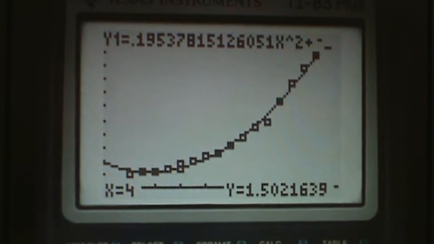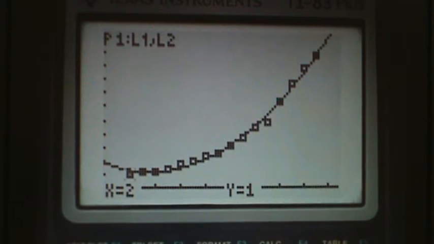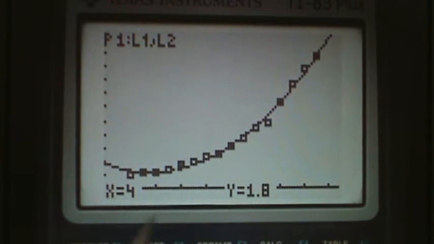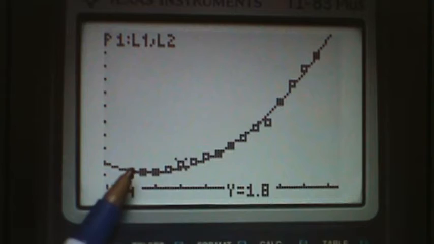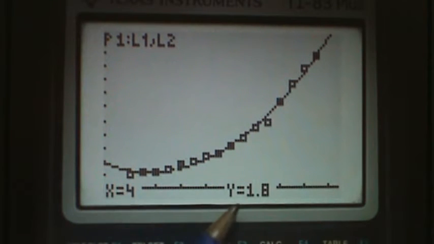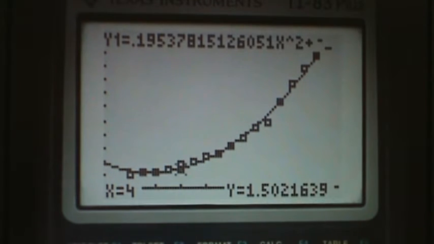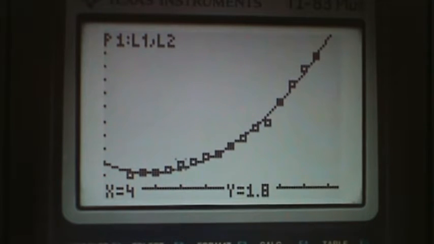Now let me jump to the other equation, or excuse me, to the data points, and I have 4 and a 1.8. So what we do is we take the same x value on data points and also on the graph, and we compare the y values, and we want the difference between those two. So I would jump to the graph, and there it is, 1.5, and I'm comparing it to 1.8.